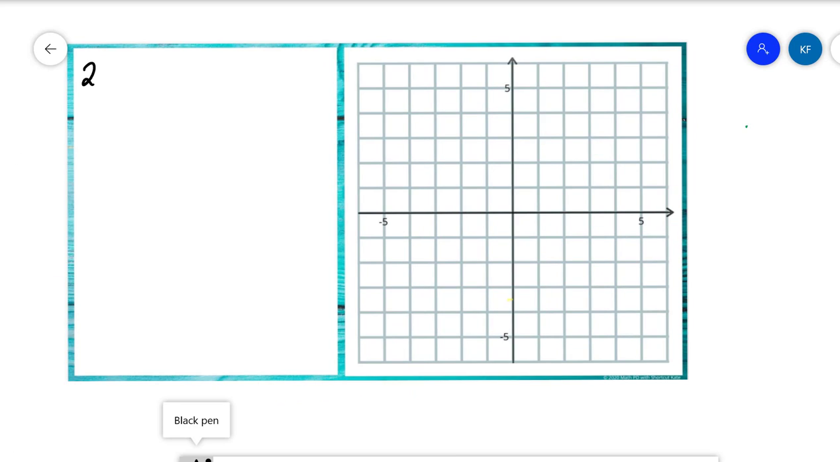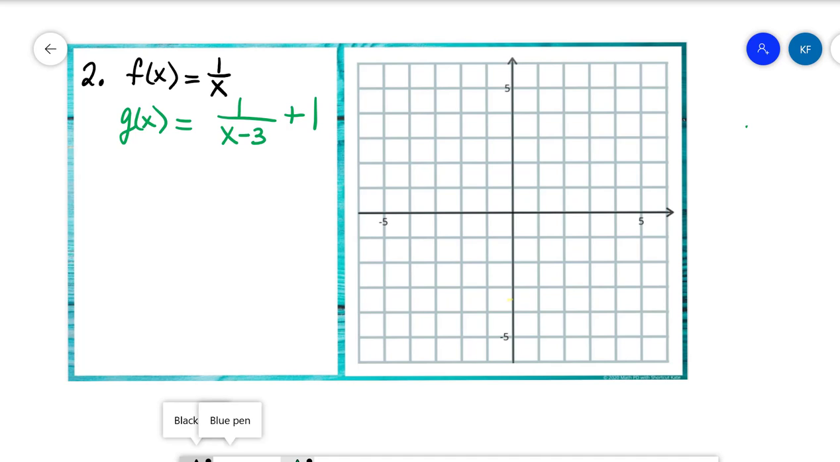All right, we're on number 2. We're going to stick with that parent graph, 1 over x. And this time I want to do a horizontal and vertical shift. So I'm going to leave the stretch out of it this time. So let's do this guy right here. So the general form, just to remind you, this is kind of a stripped down form of the general form, looks like this from the previous video.